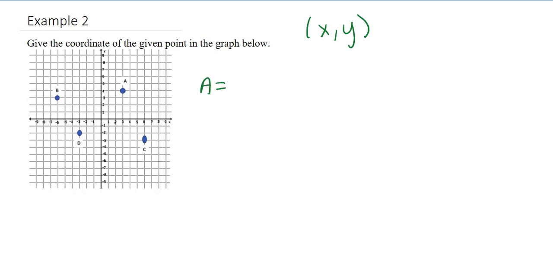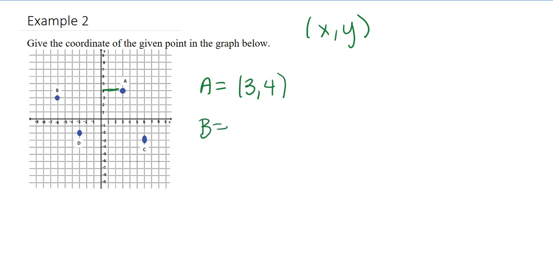Well, A is positive x and positive y. So when we look at the x-axis, we go from the origin, and we go over 1, 2, 3. So it is on the x-axis where 3 is for x. Then on the y-axis, we have to go up 1, 2, 3, 4. So the coordinate is 4. And both are positive because we're going to the right and up from the origin.